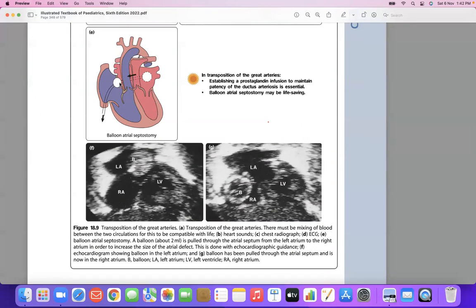So this is what he said. A balloon will be passed from the femoral vein or the umbilical vein. Then it will enter the right atrium. Through the foramen ovale, it will enter the left atrium. Then it will be pulled back. So the foramen ovale will be made incompetent here and there will be mixing.